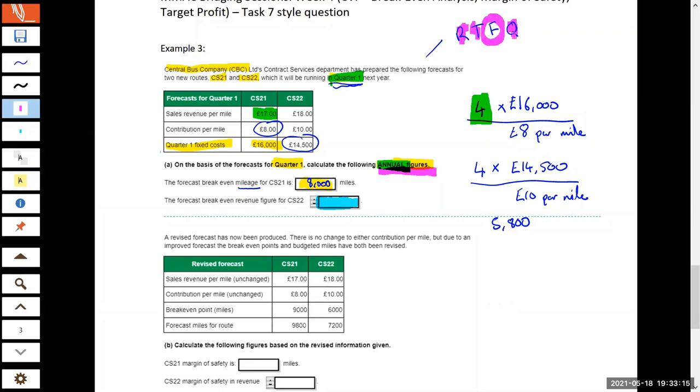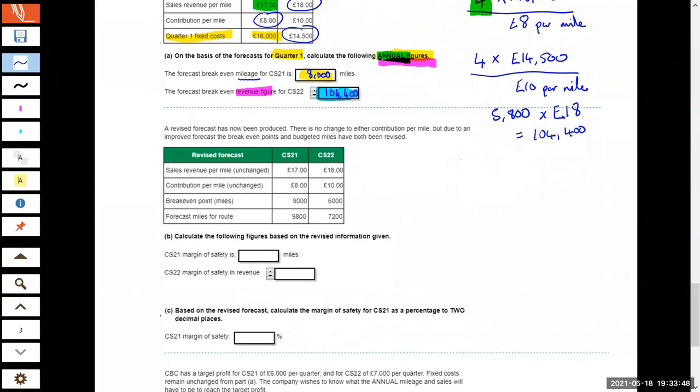RTFQ, okay, they're asking for the break-even revenue. So well done for getting the number of miles. But if we're doing 5,800 miles and we're getting £18 in revenue per mile, that comes out to 104,400, which Elna kindly put as an answer. 104,400. Brilliant.